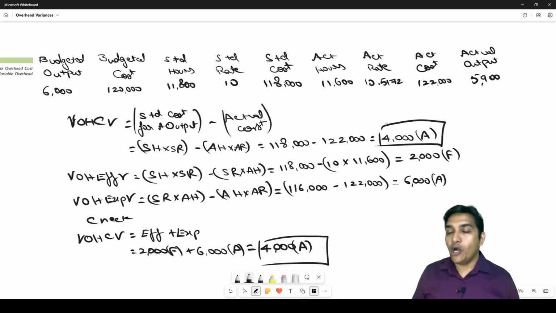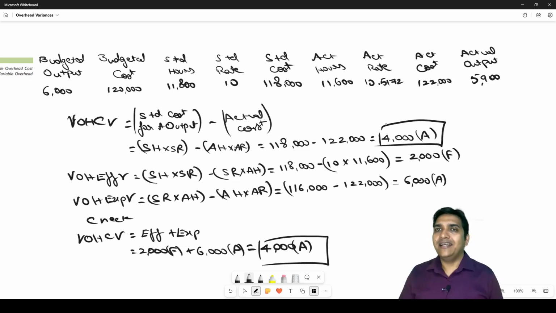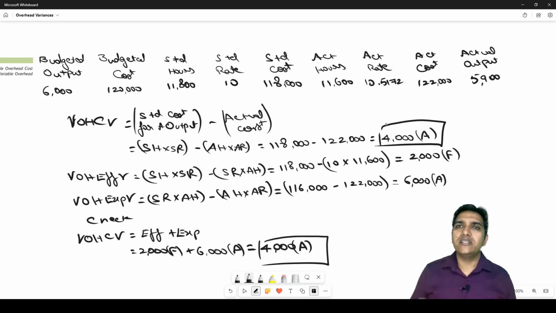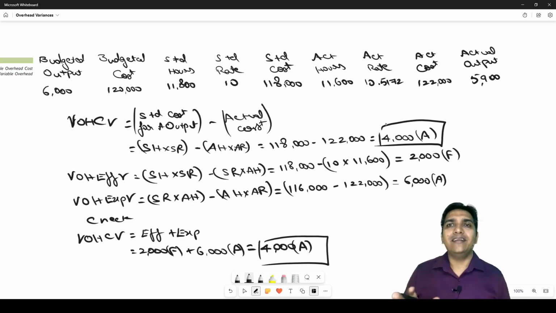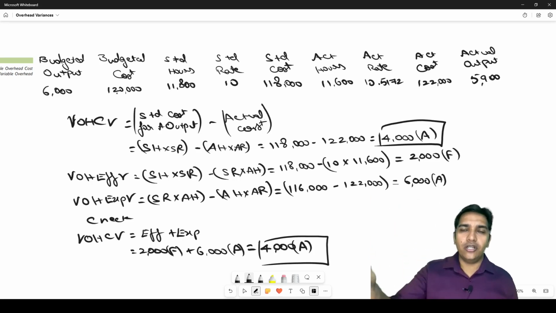I hope you understood variable overhead variances. It is very similar to labor variances and material cost variances. There is not much complication here. The only thing we include is the budgets. Do not get confused with the budgets. Budget is just for your reference, that the company had budgeted this much cost. However, the standard would be based on my actual output.